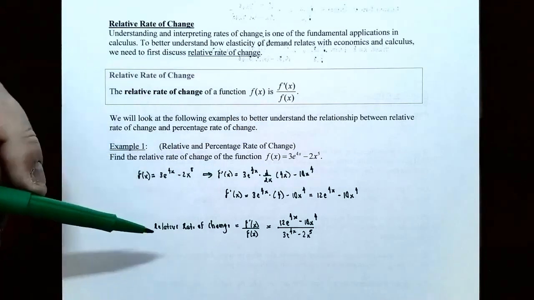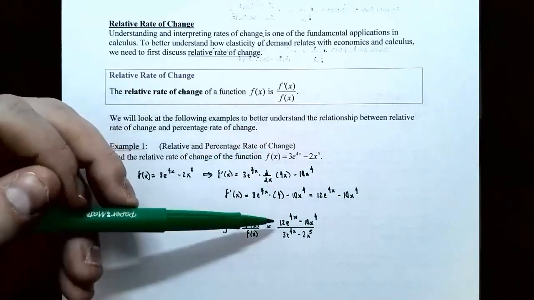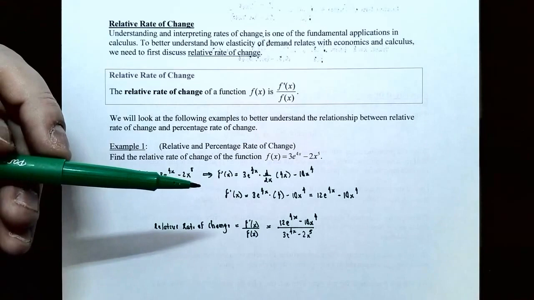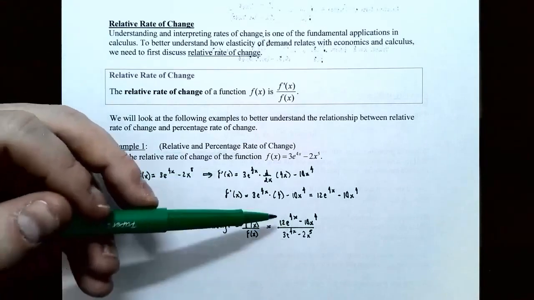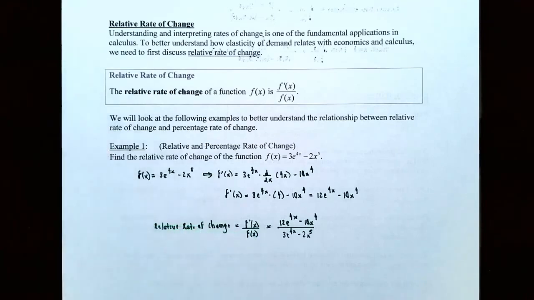The relative rate of change of f of x is f prime of x divided by f of x. So the derivative goes in the numerator, and the original function is in the denominator. 12e to the 4x power, subtract 10x to the fourth, that's the derivative, and the denominator was the original function, 3e to the 4x, subtract 2x to the fifth.